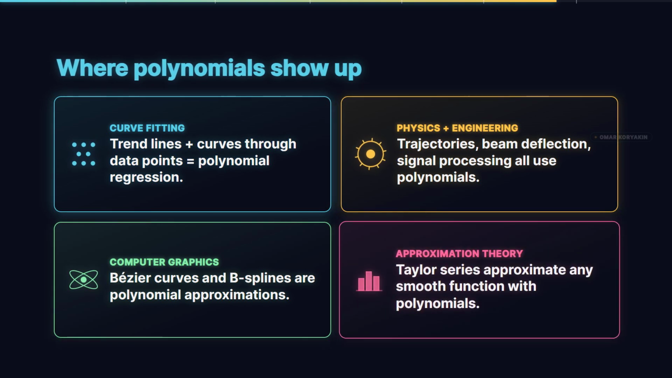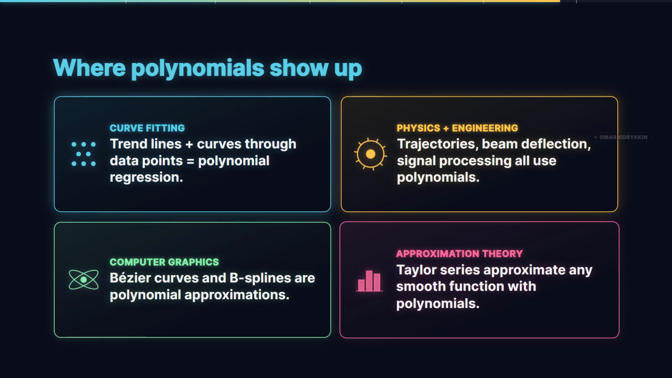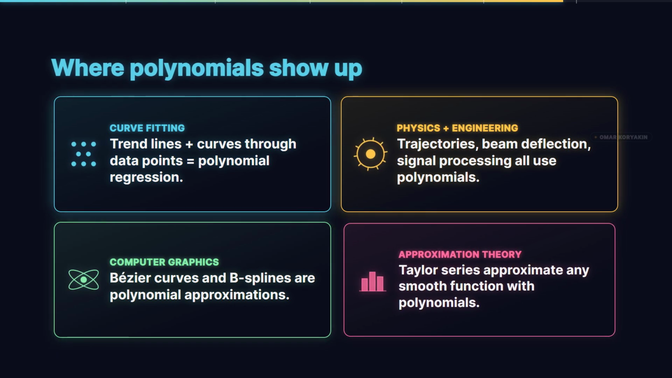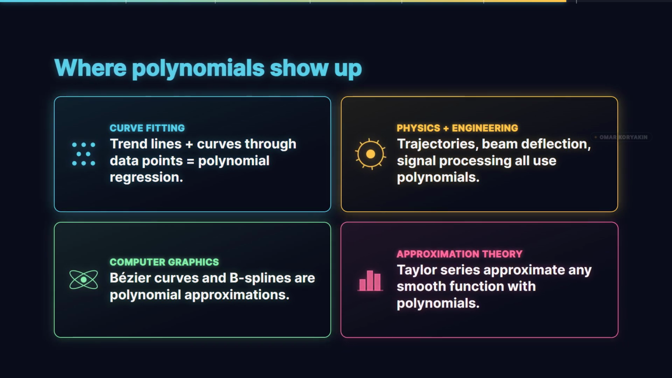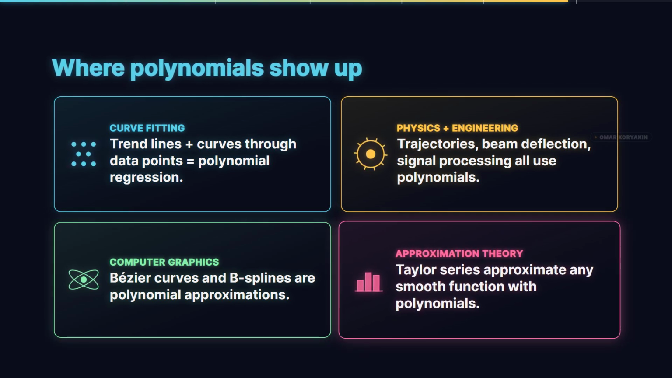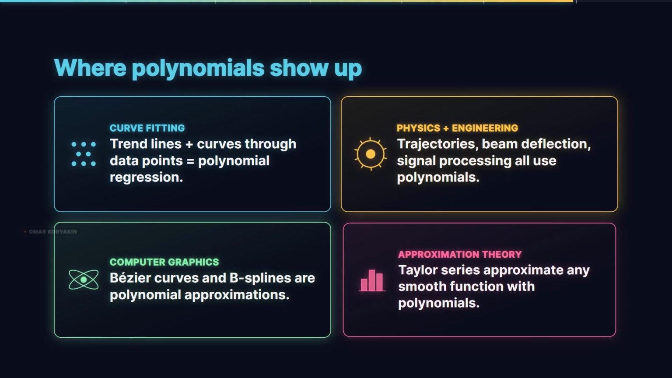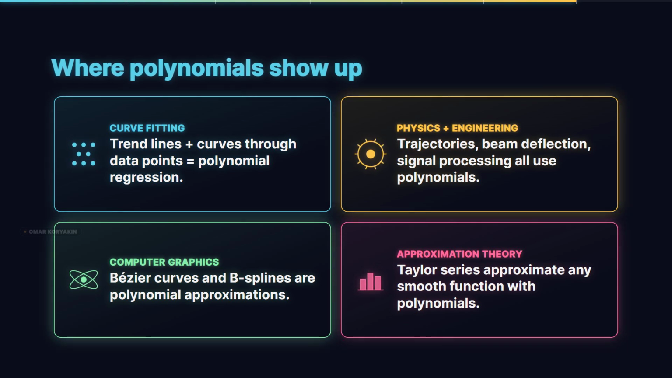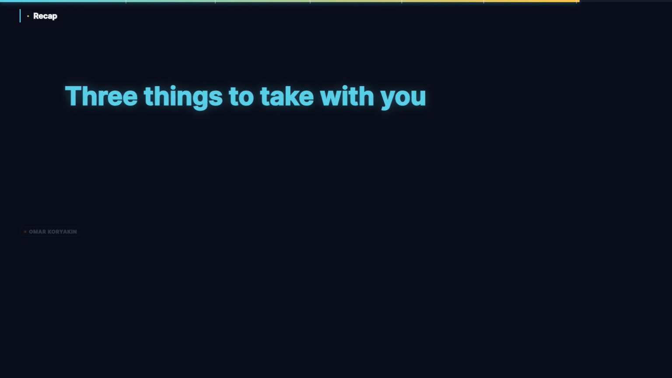In approximation theory, Taylor series approximate any smooth function with polynomials. Sine, cosine, exponential, and logarithm are all approximated as polynomial sums in calculators and in numerical libraries. The fact that polynomials can approximate any smooth function arbitrarily well, the Stone-Weierstrass theorem, is one of the foundational results of analysis. Polynomial approximation is therefore the backbone of all numerical computing, from spreadsheets to scientific simulations to machine learning models.